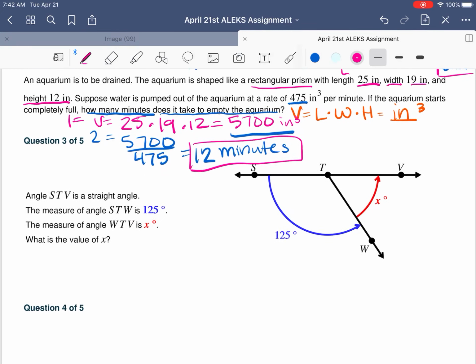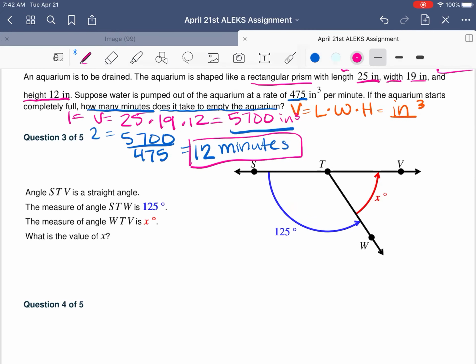Okay, number 3, we're going on to kind of a different thing that we had talked about a couple months ago, finding angle measures. Hopefully we remember this. It was pretty simple. It says angle STV is a straight angle. So remember, a straight angle equals 180. And the measure of S, T, and W, the angle right here, is 125.